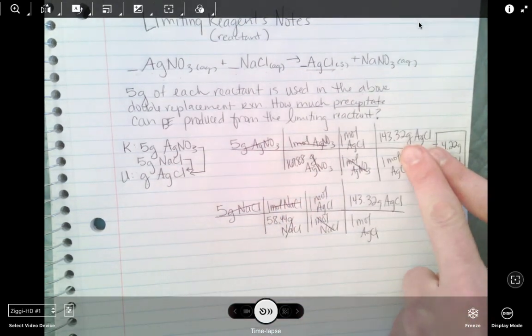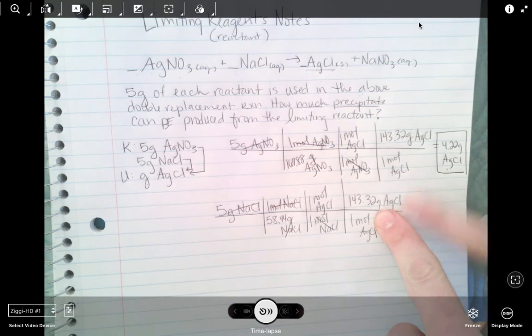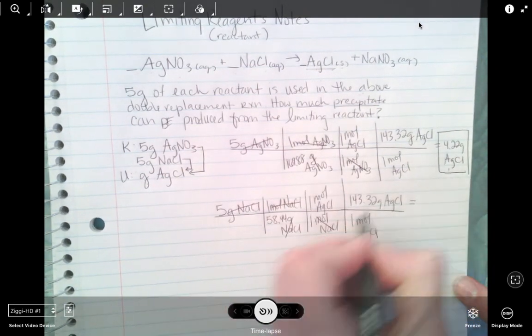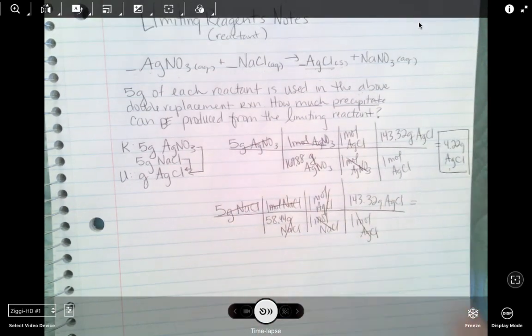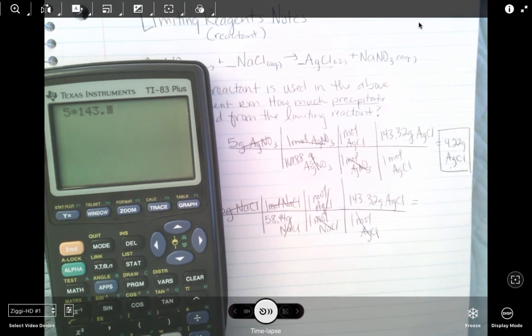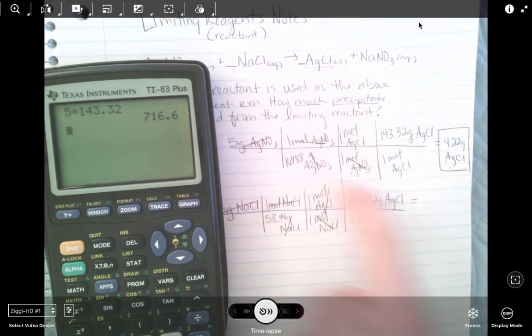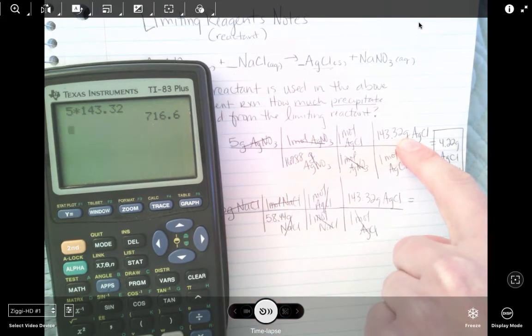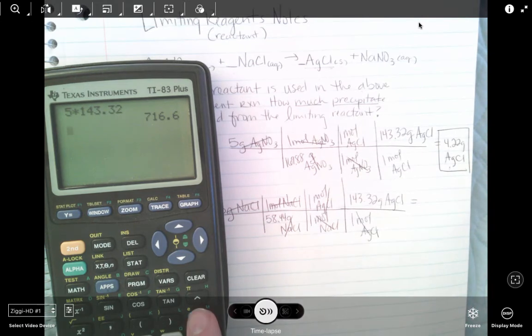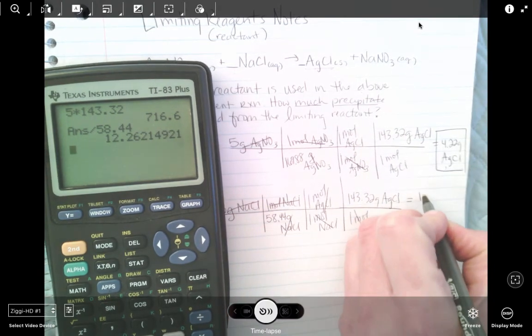So this last step right here is exactly the same because you're going to the same place. You have the same unknown. So once you reach the units that you're looking for, you stop and calculate. So for my numerators, I take 5 times 143.32. That's going to give me the exact same numerator value that the first equation did. However, I'm dividing by a different value. So I would take that and divide it by 58.44. I get a much larger number.